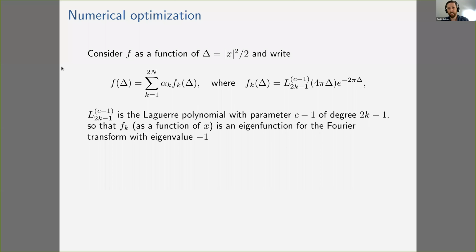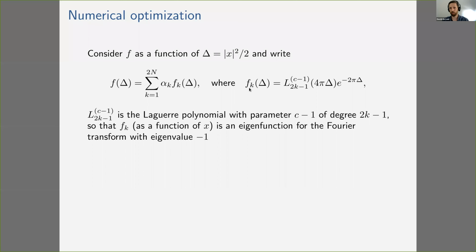We're going to change notation a bit here, and consider f now as a function of delta, where delta is the norm of x squared over 2. And then what can we do? We want f to be an eigenfunction for the Fourier transform with eigenvalue -1. So how can we make sure that that's going to be true for the functions we're going to optimize over?